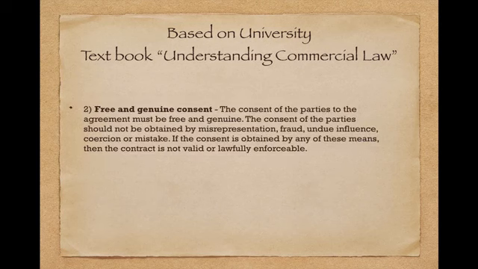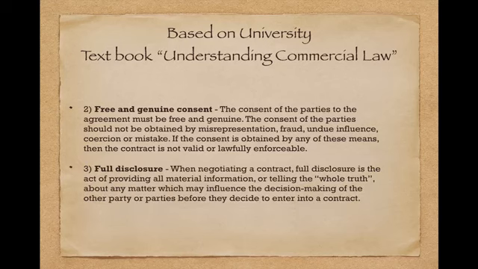This is the second part of the 8 parts of a binding contract. Free and genuine consent. The consent of the parties to the agreement must be free and genuine. The consent of the parties should not be obtained by misrepresentation, fraud, undue influence, coercion, or mistake. If the consent is obtained by any of these means, then the contract is not valid or lawfully enforceable. And I'm sure looking back, you'll find that many agreements that you have gone into have been forced upon you, or were never ever given full disclosure, which we now come to.